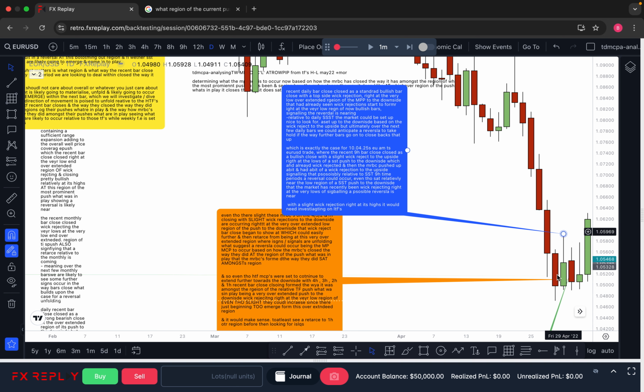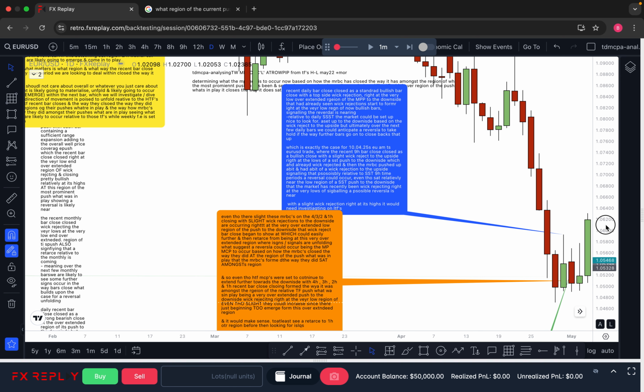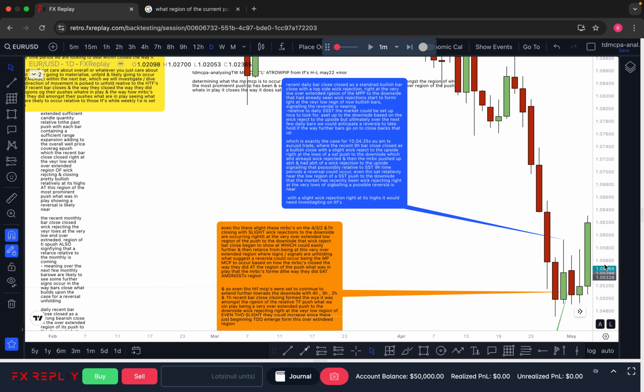So you come to the upside, wick reject, you come lower, wick reject, come lower, wick reject at the very low, which is an overextended low region because this is definitely confirmed short-term pushes in play. What do you know? You react, wick rejection right at the highs, you possibly could come lower a bit. You did come lower, and then you had a wick rejection, and then you closed relatively near the highs, but with a slight wick rejection at the very overextended region of a push to the upside.